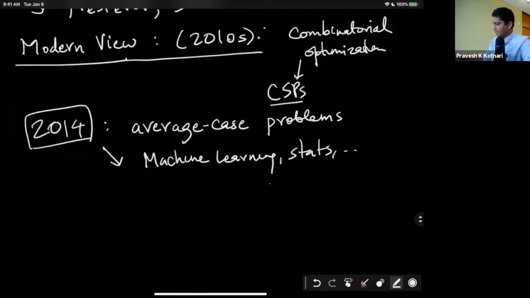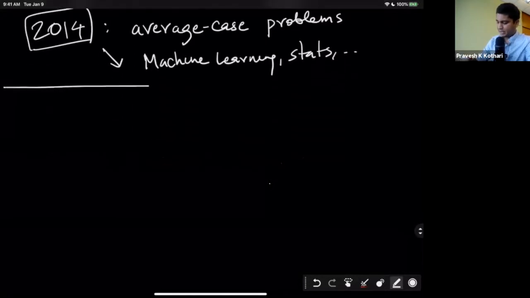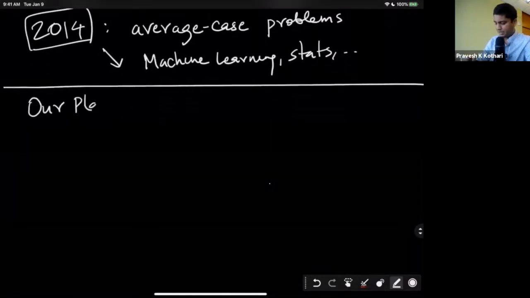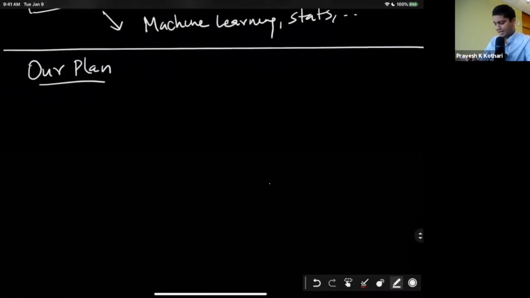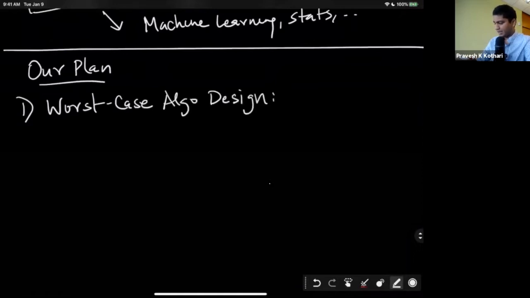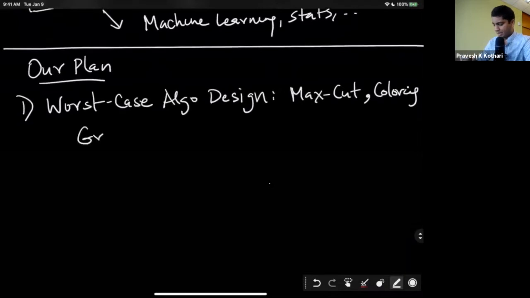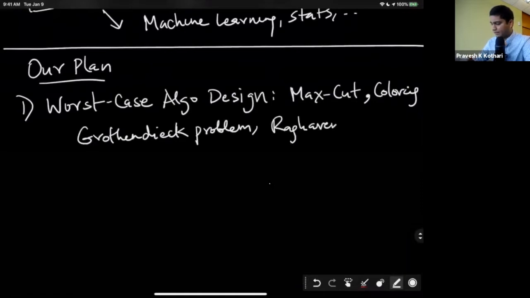To specify our plan in a little more detail, we will study worst case algorithm design using the sum of squares method, through this modern view. In this section, we'll see questions like max cut, how to color 3-colorable graphs, and solving the so-called Grothendieck problem. And we'll see how to solve or approximate every constraint satisfaction problem and prove a result called Raghavendra's theorem.